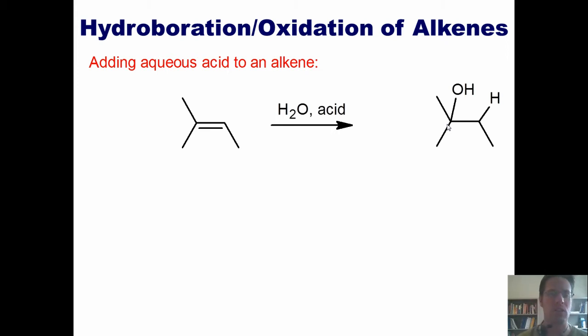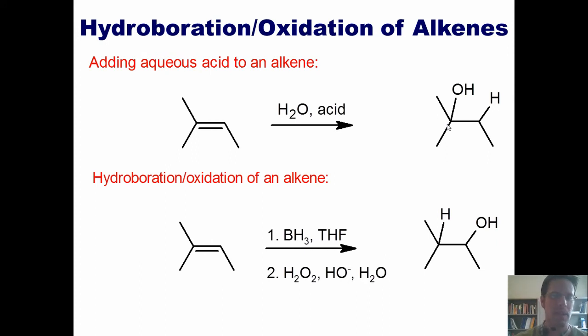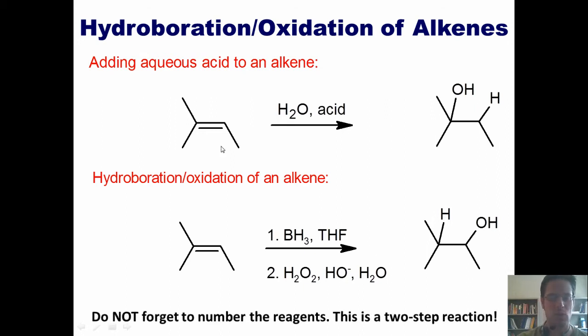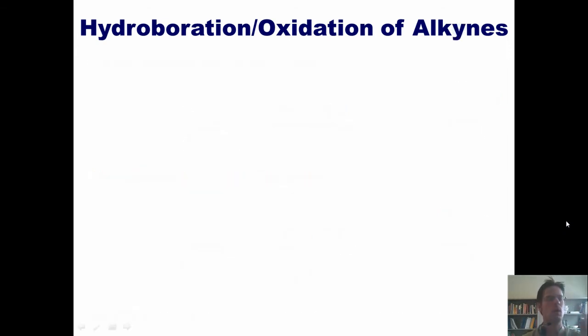Well, Markovnikov's rule would dictate under these conditions the answer is no. Fortunately, there are other conditions that can yield that result. They are called hydroboration oxidation conditions. Thus, by a mechanism that I do not require you to know, you can take a simple alkene, treat it under these two steps, and place the OH in the anti-Markovnikov position. Now, one thing I want you to remember about hydroboration oxidation is that this is indeed a two-step reaction, so you should not forget to number the reagents. Step 1 is borane and THF, and step 2 is peroxide, hydroxide, and water. Now, what in the world happens if you treat an alkyne under similar conditions?